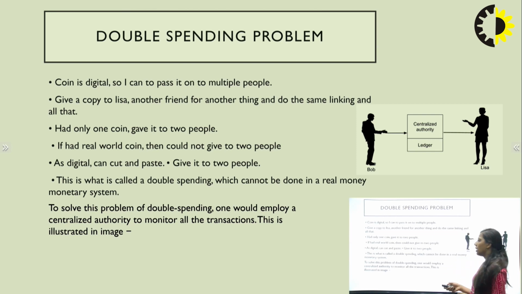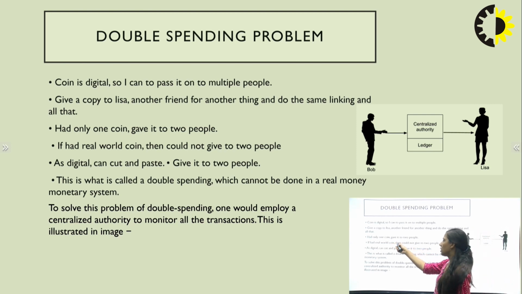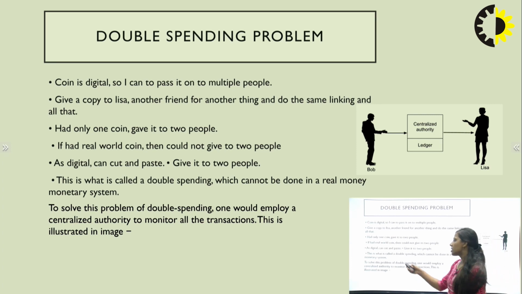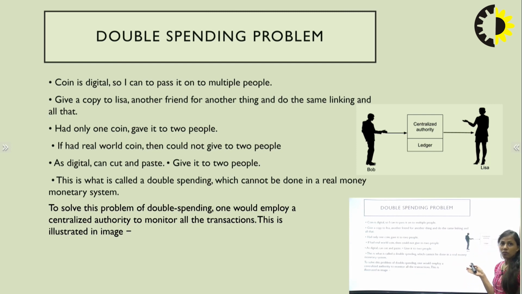If we had only one coin and gave it to two people, in the real world that can't be possible. But in the digital world we can do that by using the cut and paste method, or without authorization and authentication. This is how the double spending problem comes up in the digitalization method.